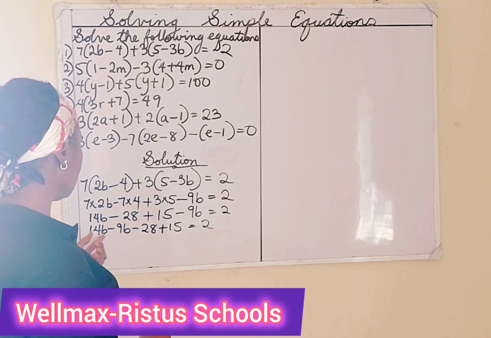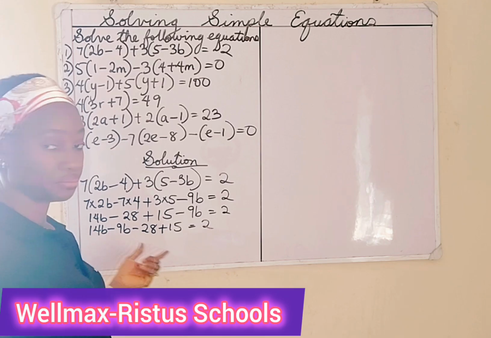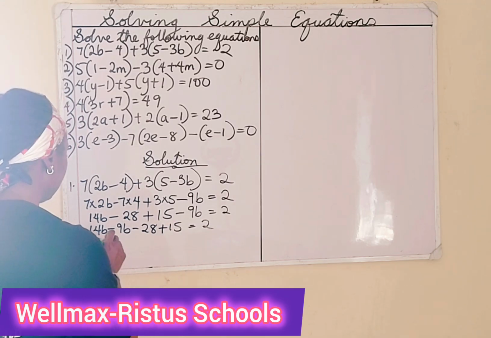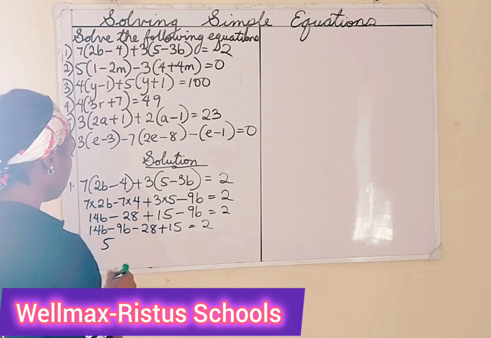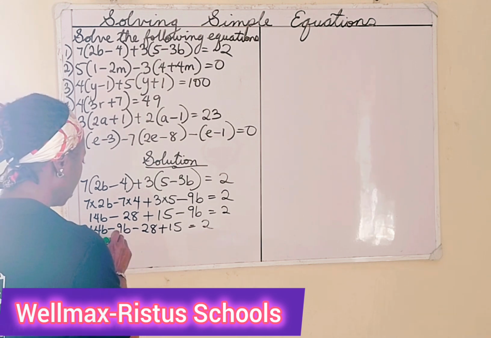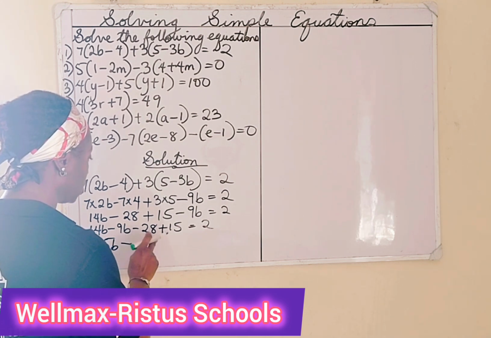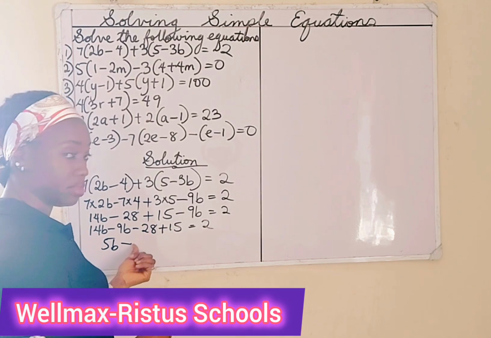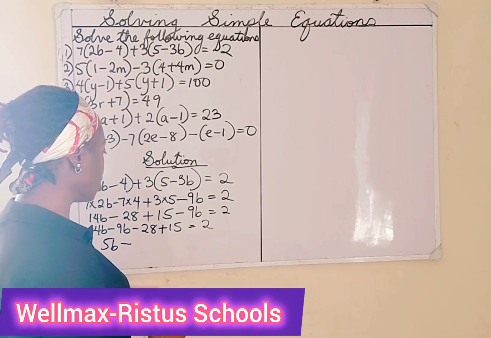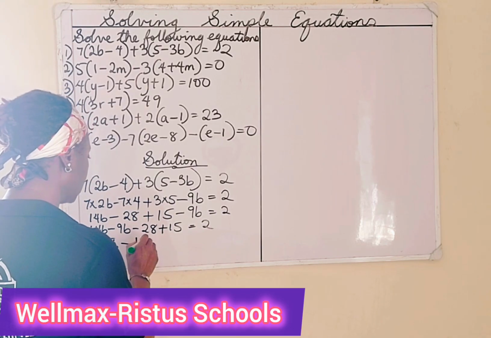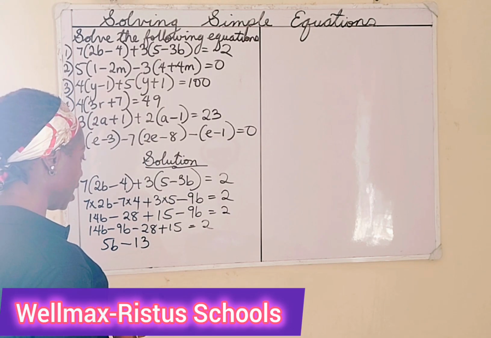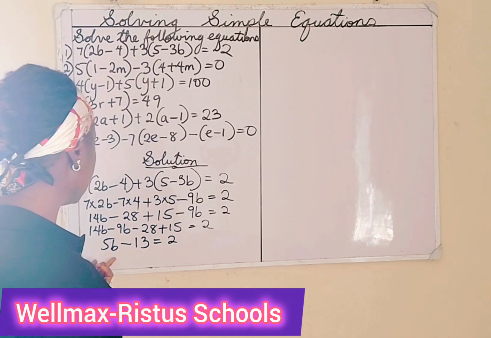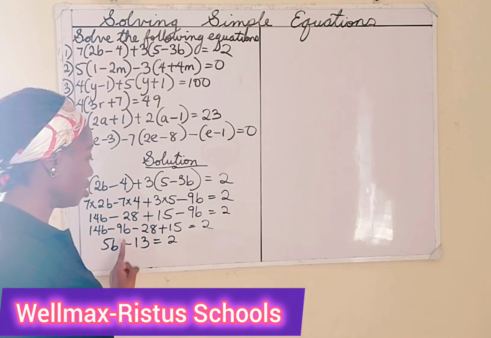Now what is 14 minus 9? 14 minus 9 equals 5, right? So we have 5b minus 28 plus 15. That means we're going to subtract here and take the sign of the bigger number. Minus 28 plus 15 equals minus 13, right? Equals 2.